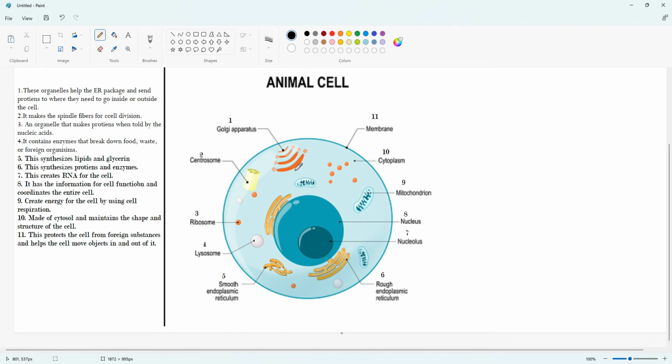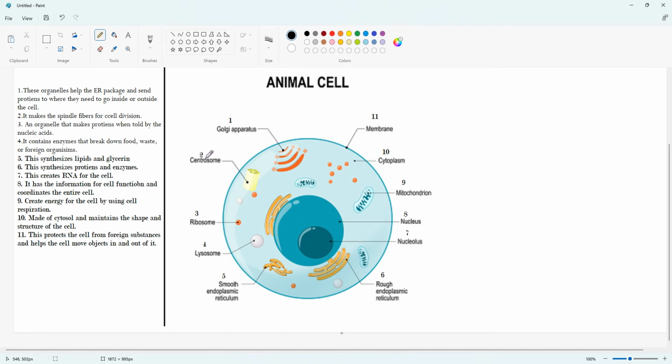Then the next thing we have is a centrosome. It makes the spindle fibers for cell division. So what is a spindle fiber? When you have a cell that wants to divide, it uses the centrosome, and the centrosome makes a lot of tiny little protein fibers, and those fibers go on the cell, and they keep on stretching until the cell turns into two new cells.